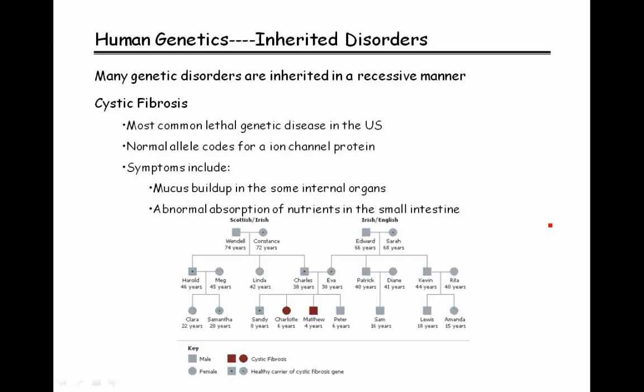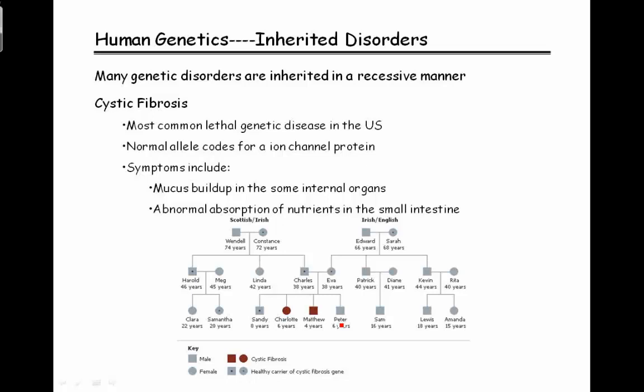With this one, if we look at a pedigree here, we see that we've got this big family, no cases of cystic fibrosis, and then suddenly towards the bottom, we've got Charles and Eva here, and their first child, Sandy, did not have cystic fibrosis, but their second child, Charlotte, she did. And then their third child, Matthew, he had it as well. And then Peter, the fourth one, does not have it.